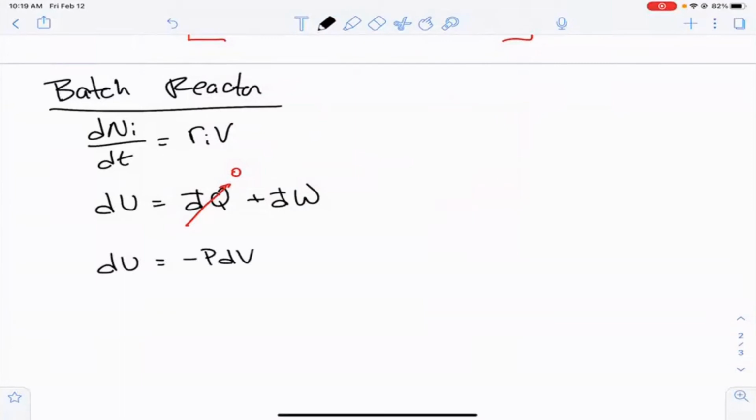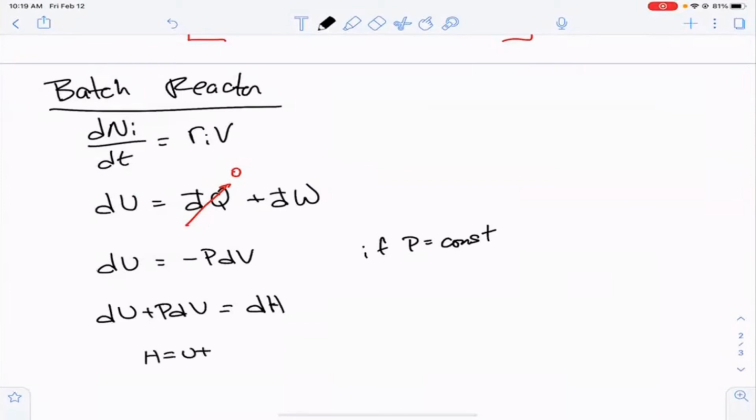Now, if the pressure of our system is equal to a constant, then we would have dU plus P dV. And when the pressure is constant, that's equal to dH, right? Because H is U plus PV. And so when the pressure is constant, that's just the enthalpy, okay? And that would equal 0, right? Because we just brought this to the other side of our equation.